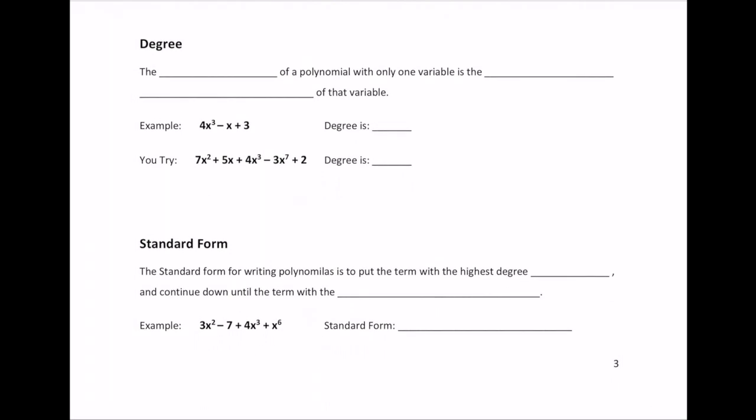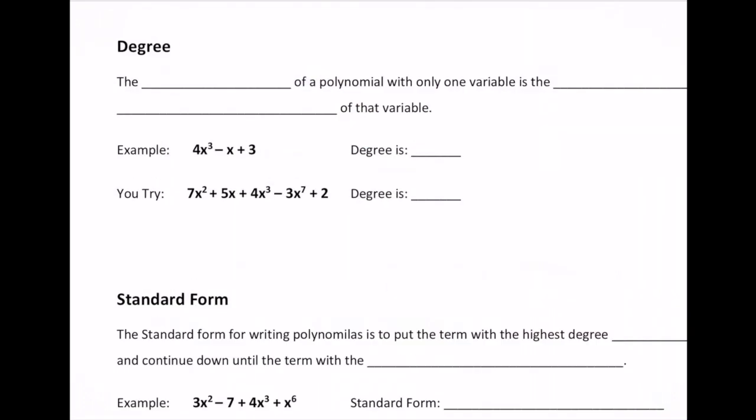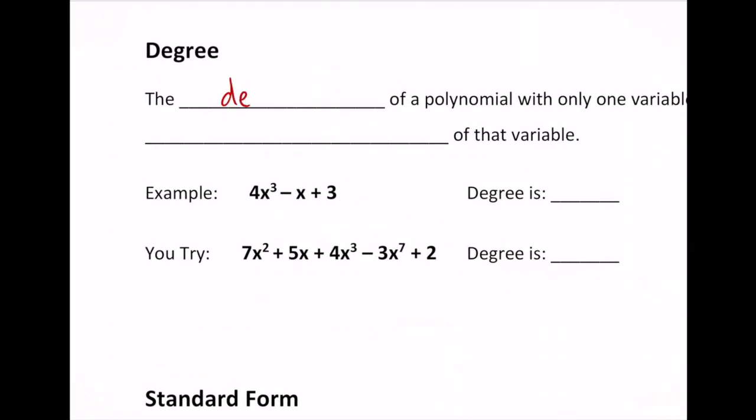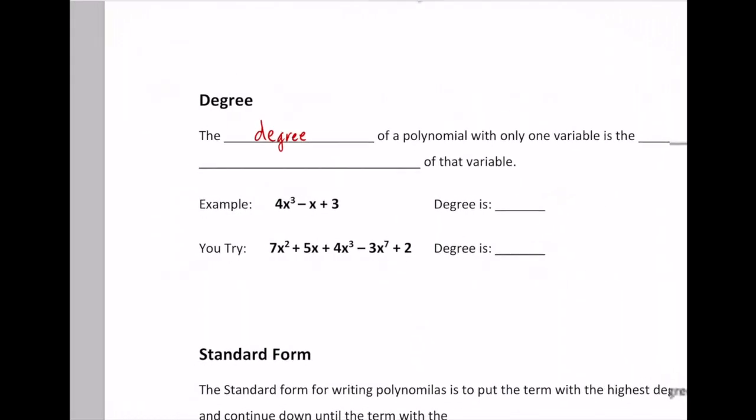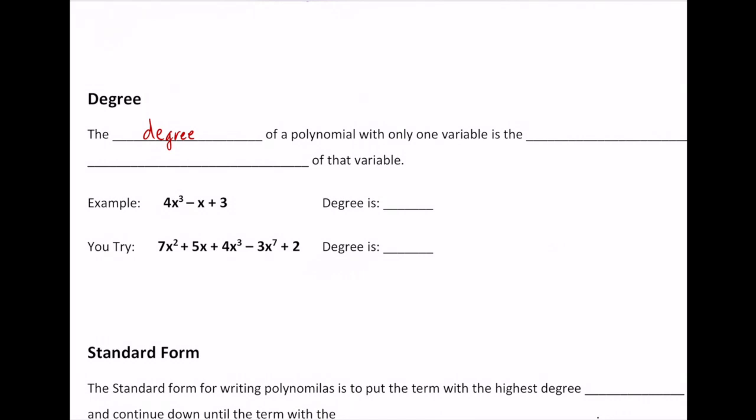Alright, let's start filling in some notes here. So, the degree of a polynomial with only one variable is the largest exponent of that variable. Right, so the degree of a polynomial with only one variable is the largest exponent of that variable.